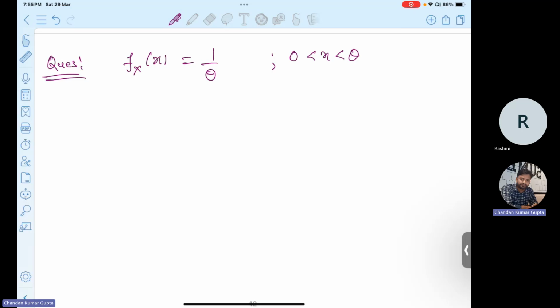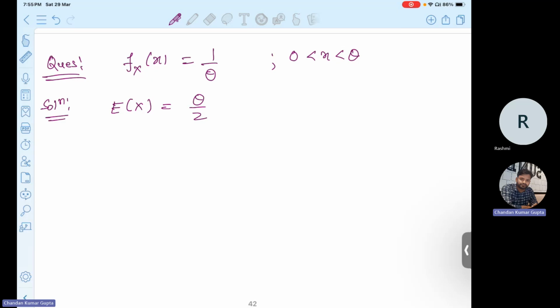This is nothing but the uniform distribution. We need to find the method of moment estimator for theta. Since we know that it is a uniform distribution, the expected value of x is (b plus a) by 2, so (theta plus 0) by 2. So theta by 2 is there.